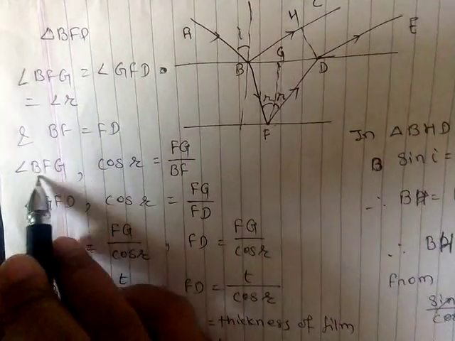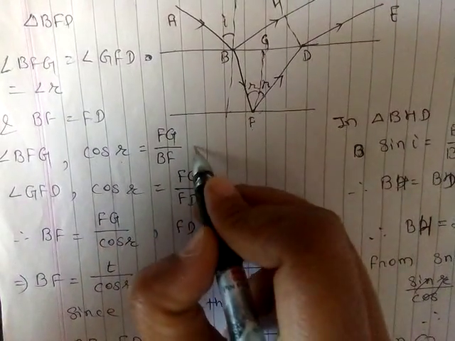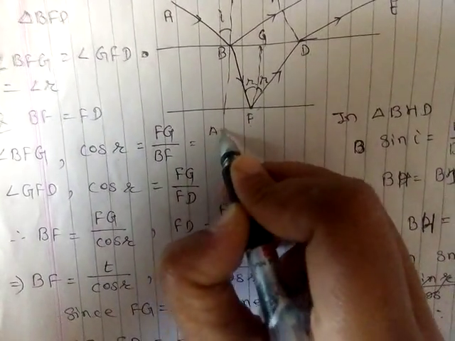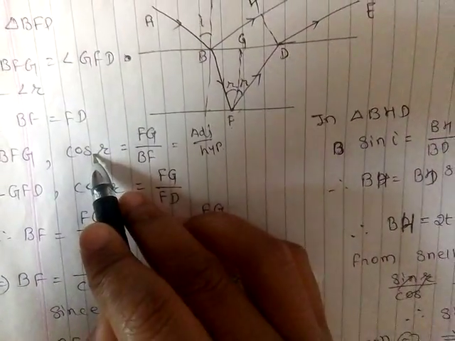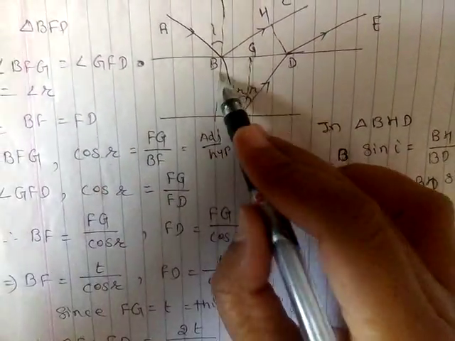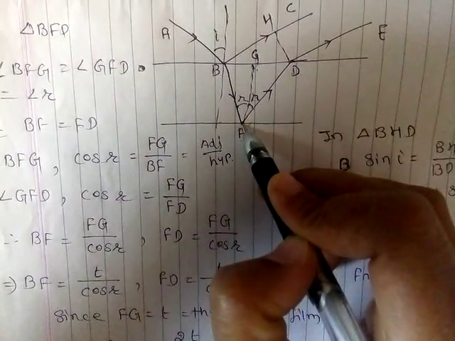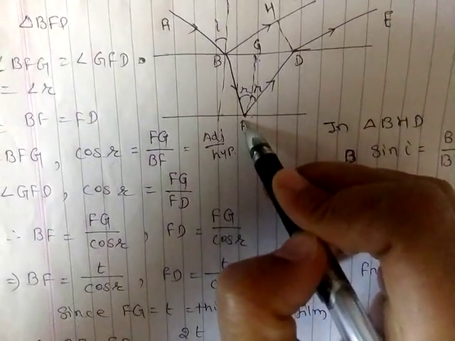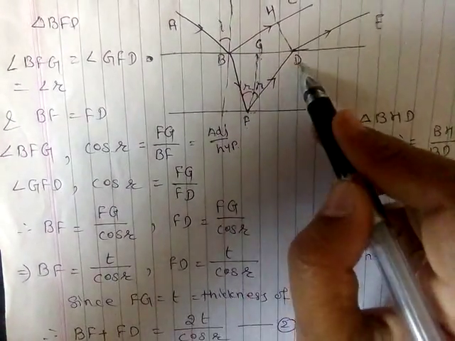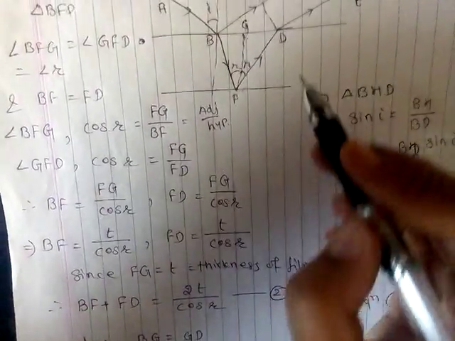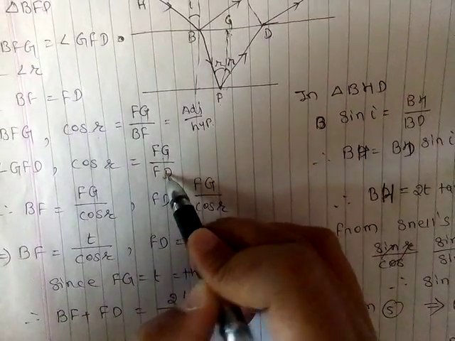Then in triangle BFG, cos r means adjacent upon hypotenuse. In triangle BFG, the adjacent is FG and the hypotenuse is BF. Similarly, in triangle GFD, cos r becomes FG upon FD.